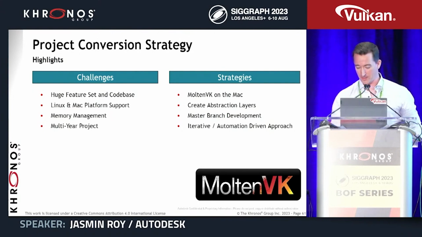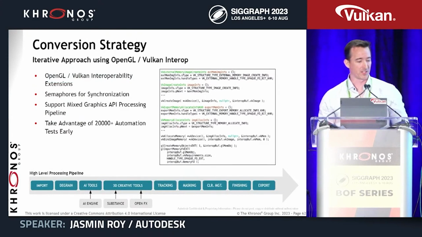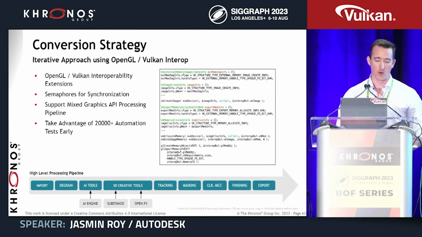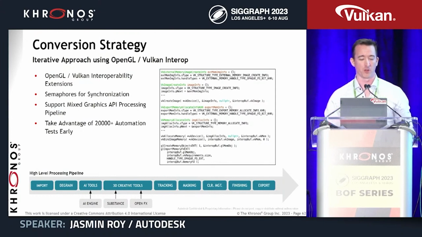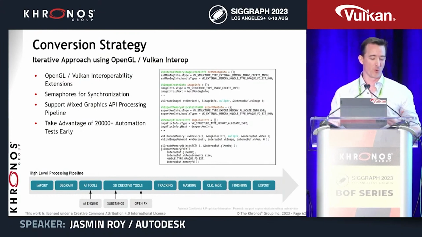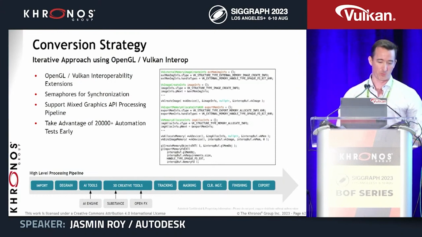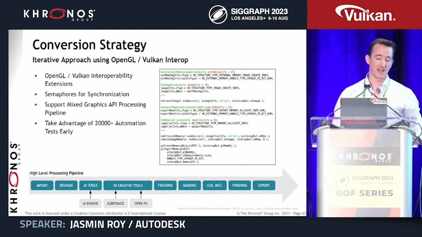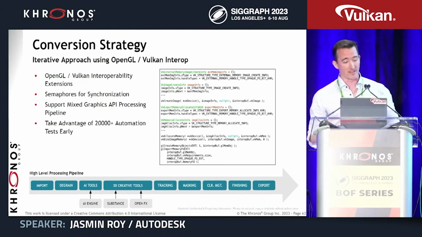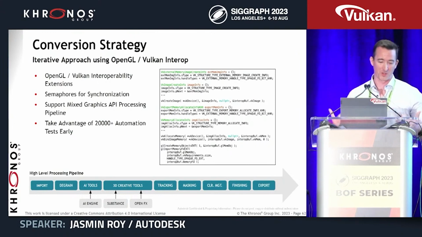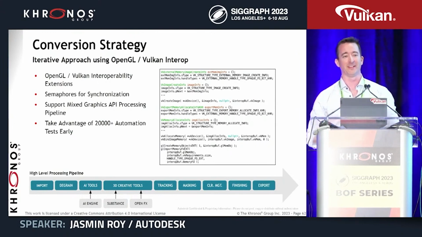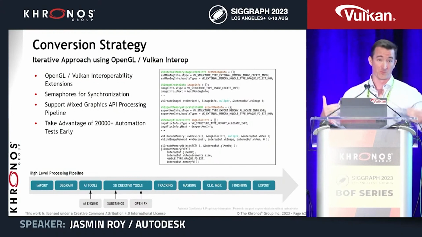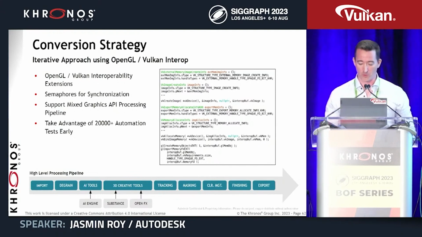So what I mean by that is, thanks to the Vulkan interop extensions, we were able to use interop with OpenGL and Vulkan and convert components by component. So for example, in this processing pipeline, we could take AI tools and convert them to Vulkan and still have mainly OpenGL modules and processing nodes inside Flame, and it would all work correctly. And the advantage of that is that we were able to take advantage of our 20,000-plus daily automation tests that we run from day one, right? So that was perfect for our project.